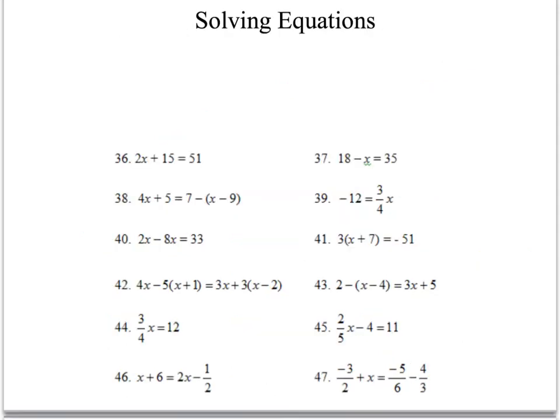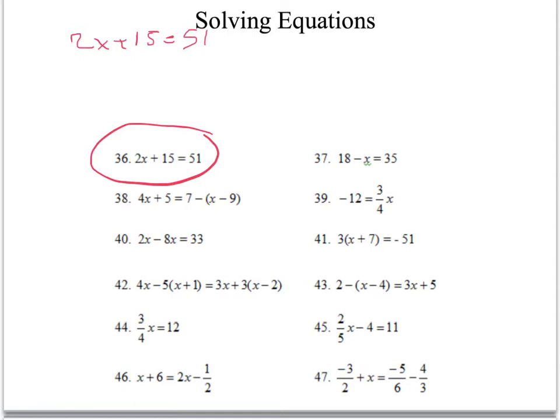There are a couple things I really want to make sure we understand when we are solving these simple equations. The first thing is we talked about reverse order of operations. We're not following PEMDAS to solve these equations. For example, we'll do number 36 together. 2x plus 15 equals 51. We would not divide before subtracting in this problem.